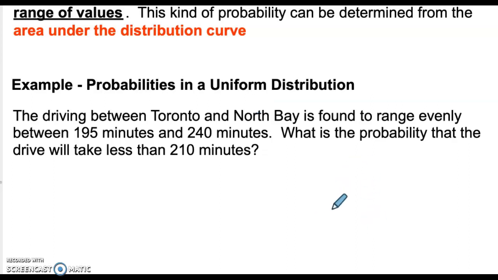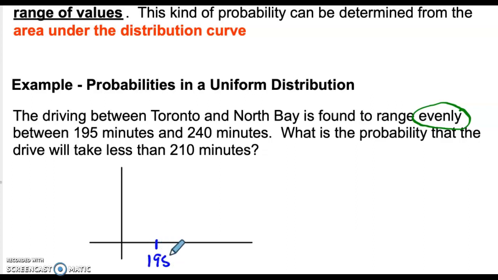So, the first thing we need to be able to do is recognize that this is a uniform distribution. And the word that tells us that this is uniform is the word evenly. Because the probability is evenly spread out, we're going to have a uniform distribution. So, the distribution ranges from 195 to 240. I'm going to start here. This will be 195, and this will be 240.